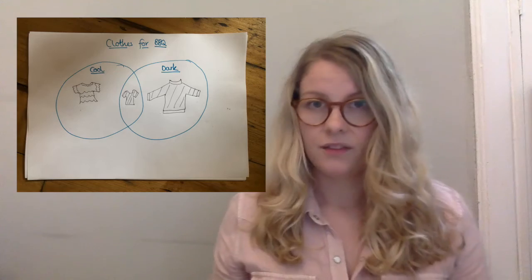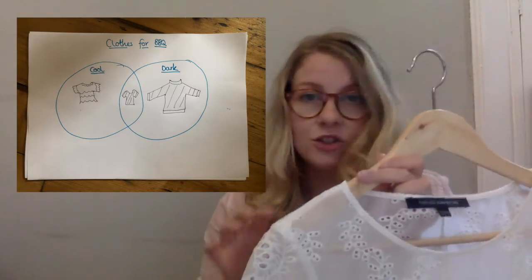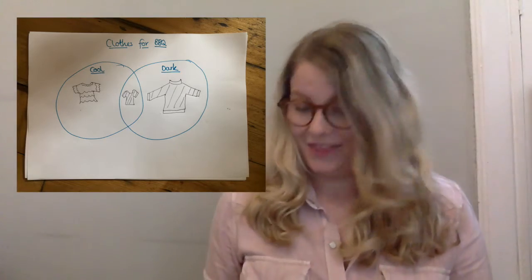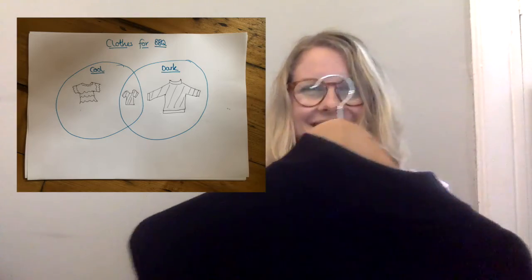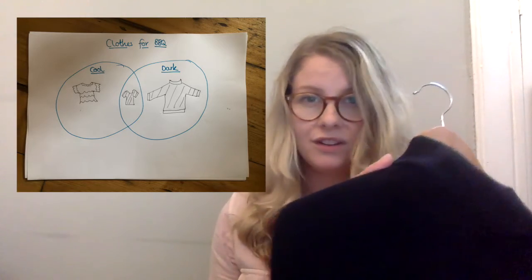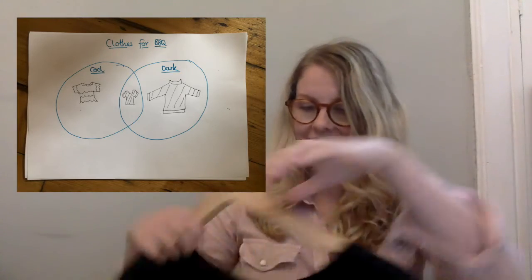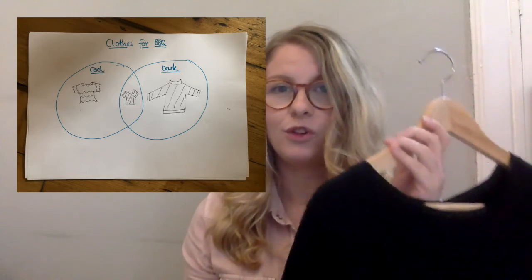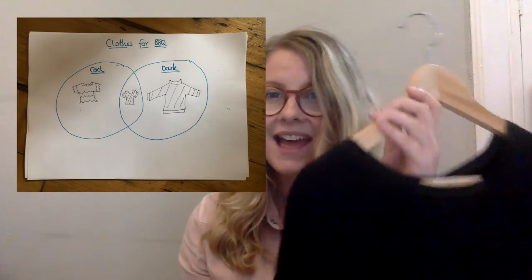So, the white top, it would keep me cool, but it's not dark, so it's out. The jumper is definitely dark, but it's not cool enough, so that one's out. But the t-shirt is in the middle because it is both cool and dark. That's why it fits in the middle category, and that's why it's the one that I'm going to choose.